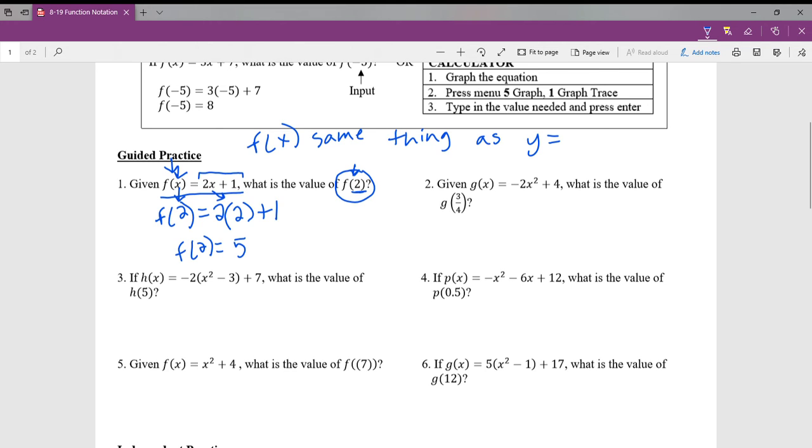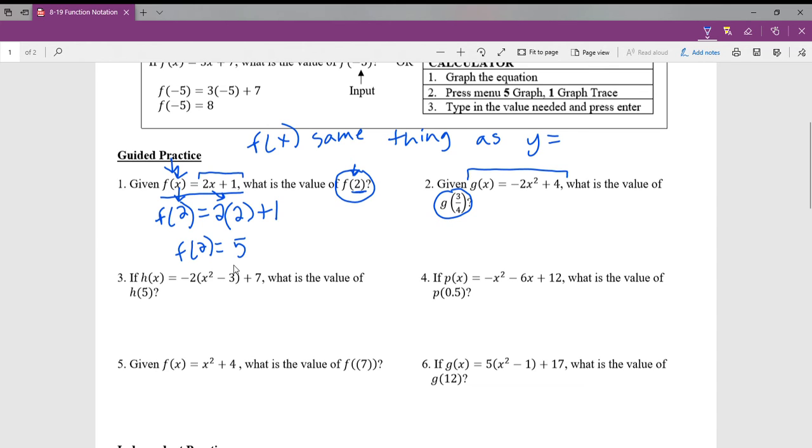Again, we'll kind of talk about what that actually means later on in the year, especially when we get back to face-to-face and we're using our Inspire calculators. So let's go through number 2. Same thing. Instead of f of x, they just give me g of x, but it's the same steps. So I just need to know this piece of information.